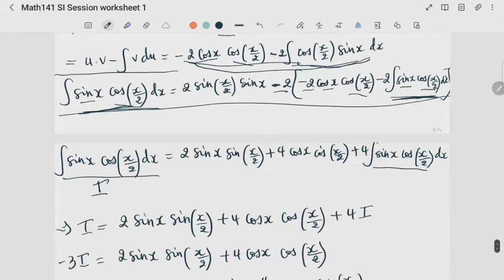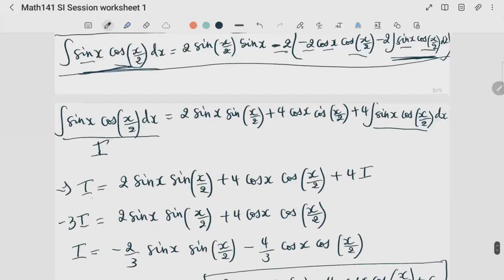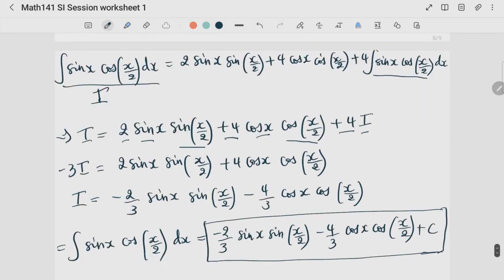If you call that part I, then the original integral I is equal to 2 sine x times sine x over 2, plus negative 2 times negative 2, that's plus 4 cos x times cos x over 2, plus negative 2 times negative 2 once again, that's plus 4 times the original integral, which is I. So now we're solving for I.